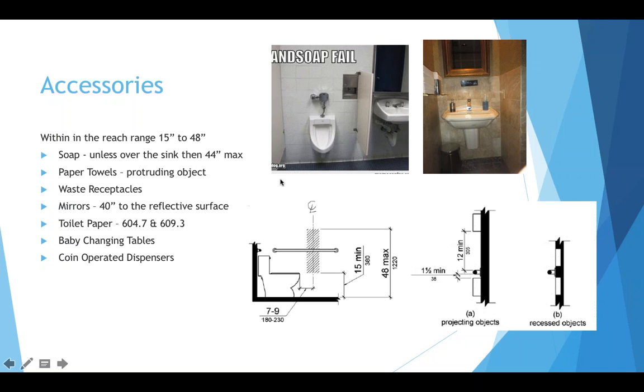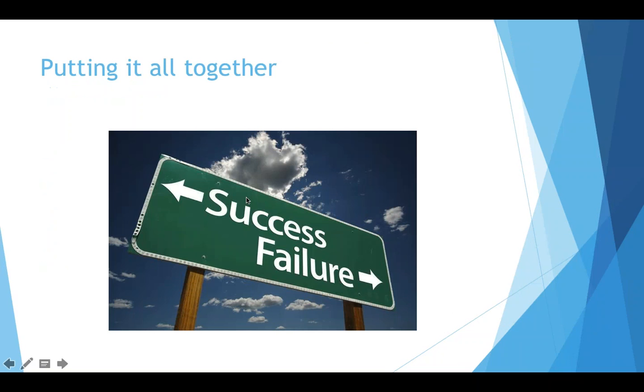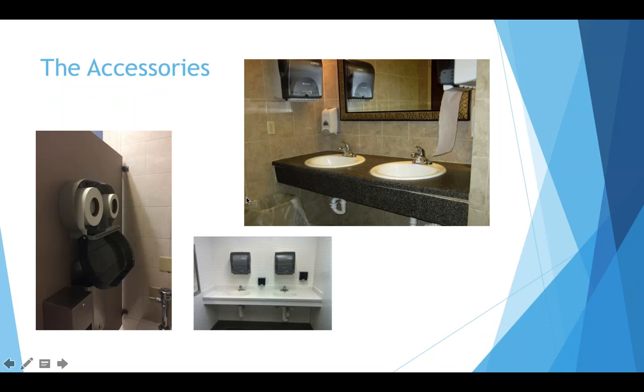Actually, I want to back up. This photo is a good example of a bunch of failures. The number one problem with accessories is you go to all the trouble to make sure your pipes are protected and your lav is set correctly, and then they come in, maybe not a contractor but an owner's facility person, and put in all the paper towel and soap dispensers. So now we're starting to get things well outside of reach ranges.